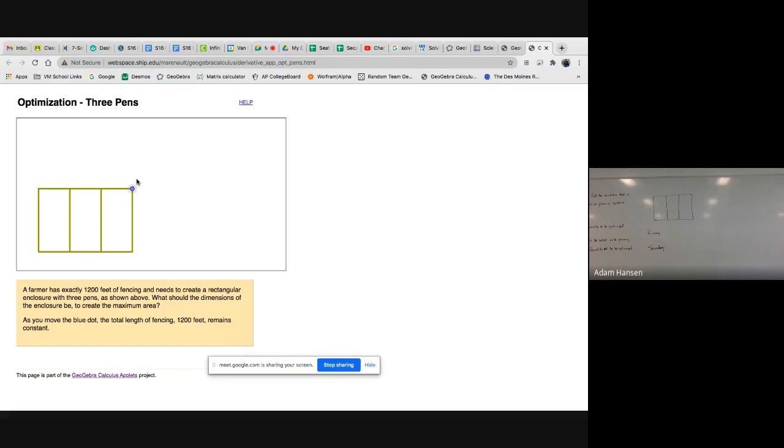X times y would only be one of the 3 pens, though, Shay. If this distance is x, what's that distance in terms of x? 3x. So what expression is the area again? 3x times y. The area is 3x times y.